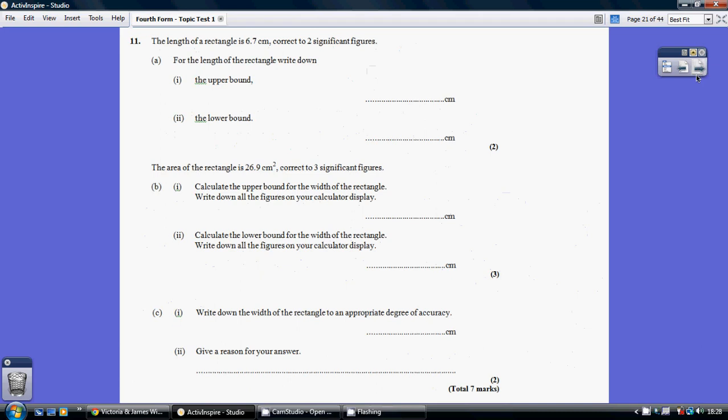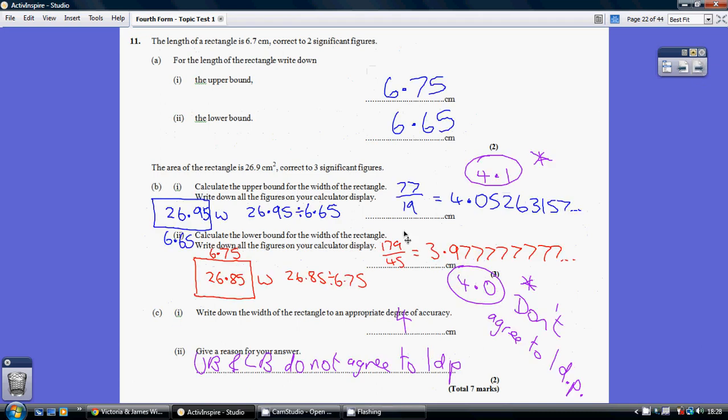Now question 11. So quite tricky part B, I think, but A is alright. So the upper bound is going to be 6.75, the lower bound 6.65. Now we're told that the area of the rectangle is 26.9 to 3 sig figs. We've got to calculate the upper bound for the width of the rectangle.